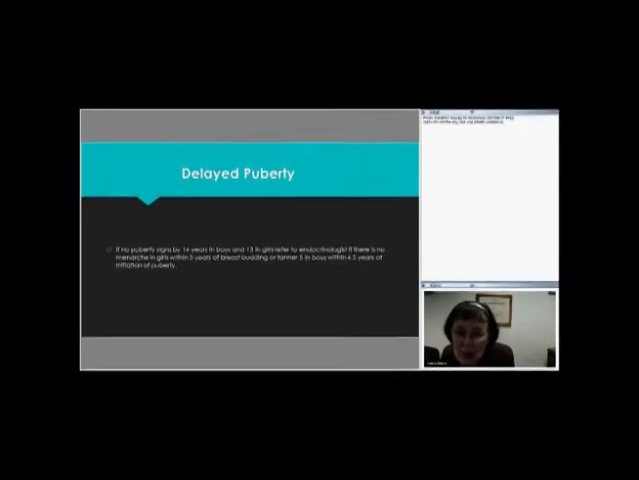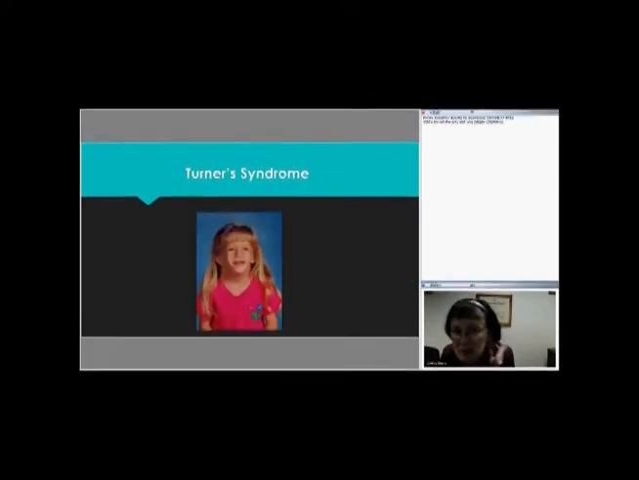Delayed puberty. If no puberty signs by 14 in boys and 13 in girls, then they need to be sent to an endocrinologist. Also, if there's no menarche in girls within 5 years of breast budding, or in boys a 10 or 5 within 4.5 years of initiation of puberty. So those are all warning signs that you need to try to commit some of these to memory, even though it's sometimes hard to remember all of those signs.